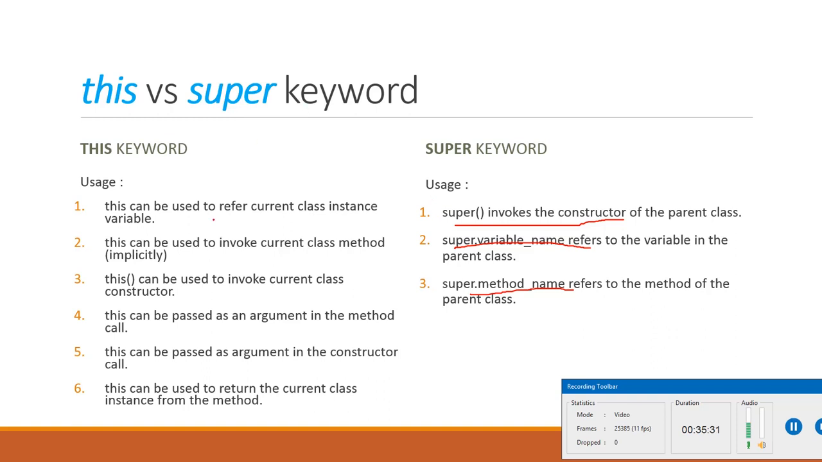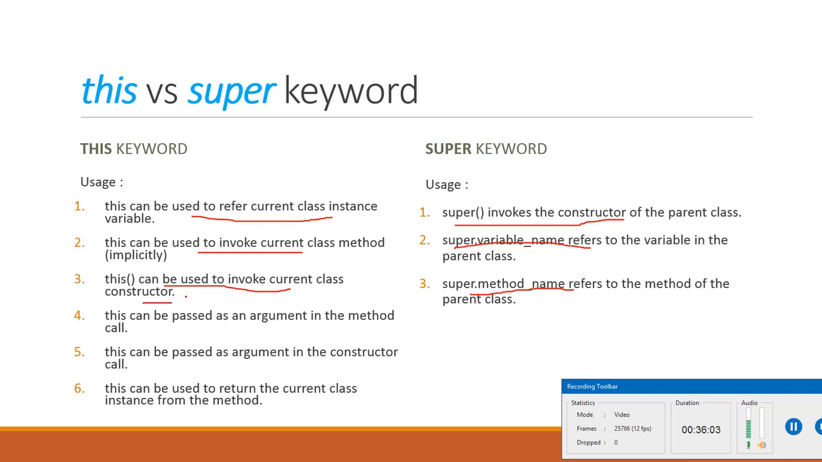Now coming to this keyword. This keyword is used to refer to the current class instance variable or the global variable. We will have examples for all these usages. Second, this can be used to invoke the current class method also. Third, this can be used to invoke the current class constructor also, the constructor in the current class.